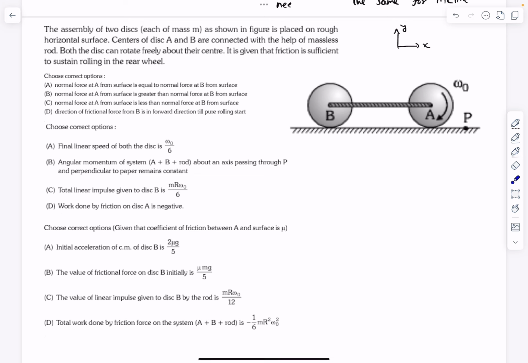These are going to be problems from rotational motion. So in the first question, we have an assembly of two discs, each of mass m, as shown in the figure, placed on a rough horizontal surface.